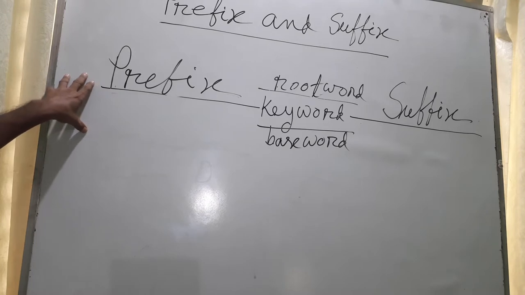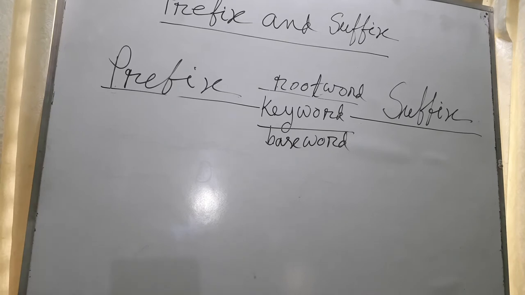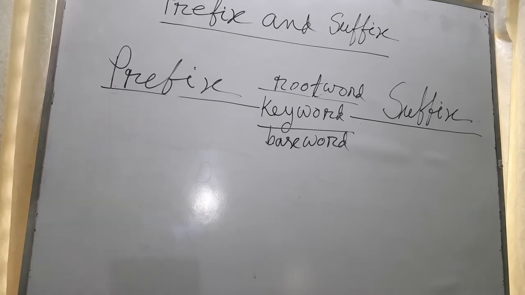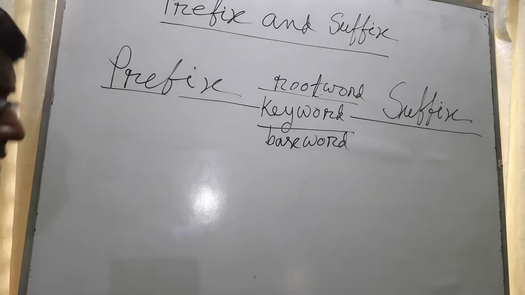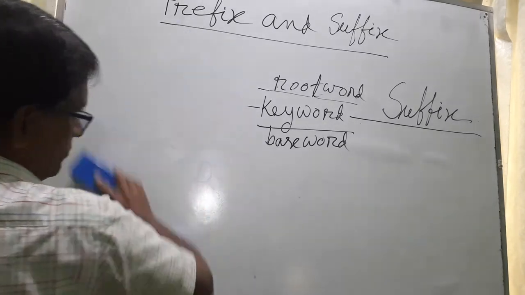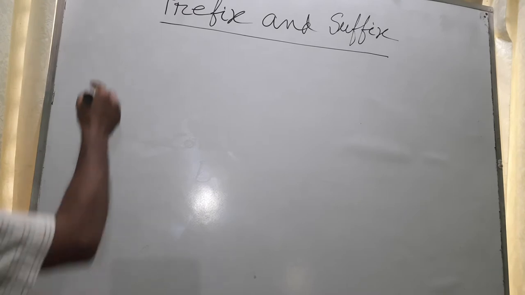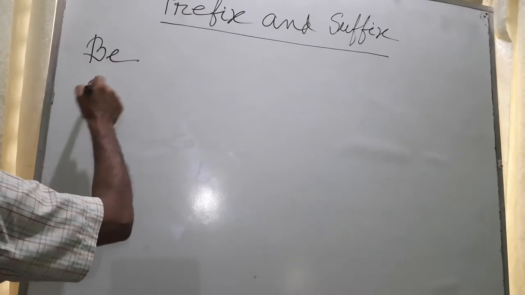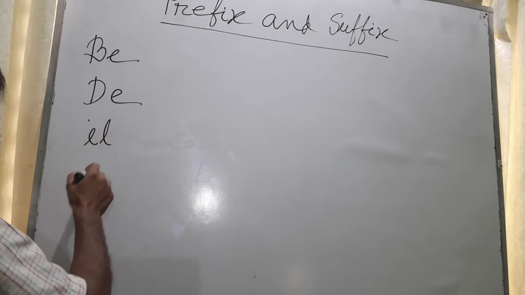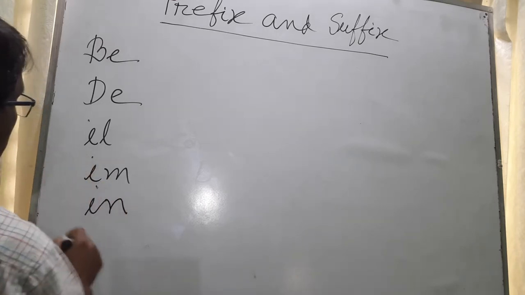Now we shall see that there are many prefixes and suffixes in English language. We should first know what the prefixes are. And giving some examples of prefix, I am giving some prefixes like be, de, il, im, in, en.